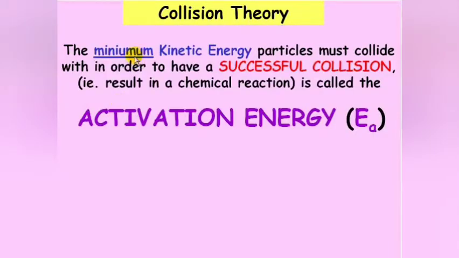Particles must collide with a certain amount of kinetic energy. The minimum kinetic energy particles must collide with in order to have a successful collision, that is, result in a reaction, is called the activation energy, or Ea. Having anything less than this energy, they will not have a successful collision, and there won't be a reaction. Having this energy or greater will give them a successful collision.